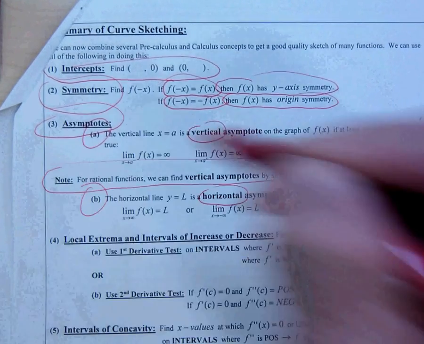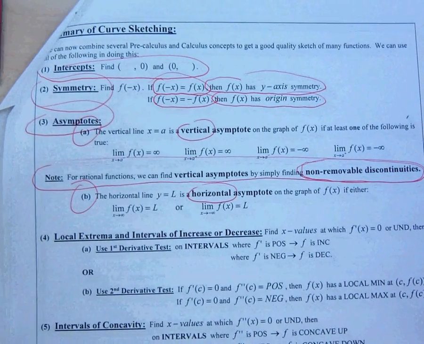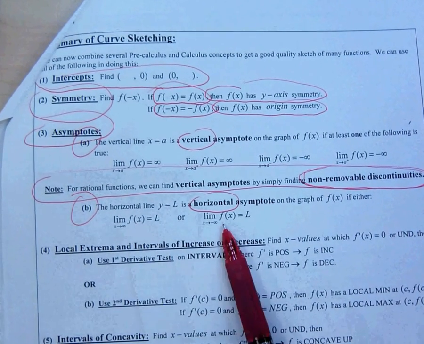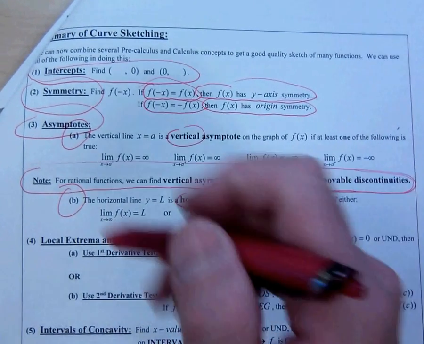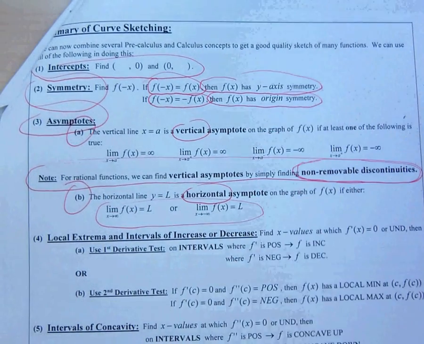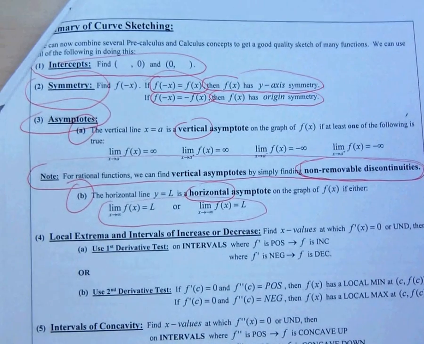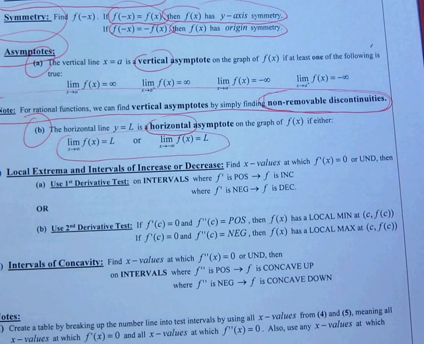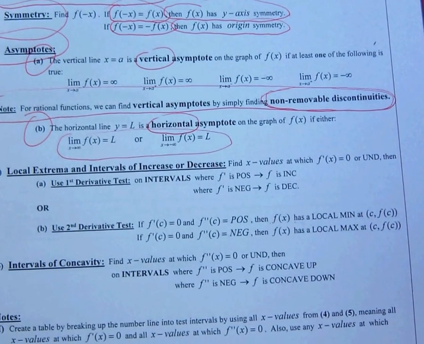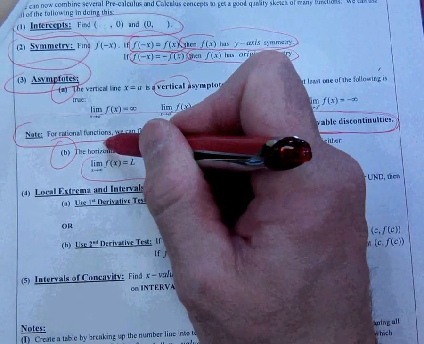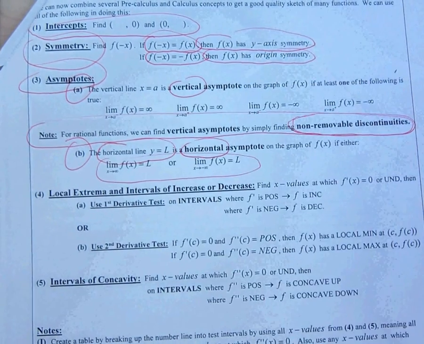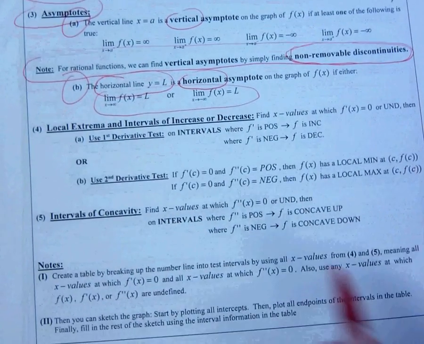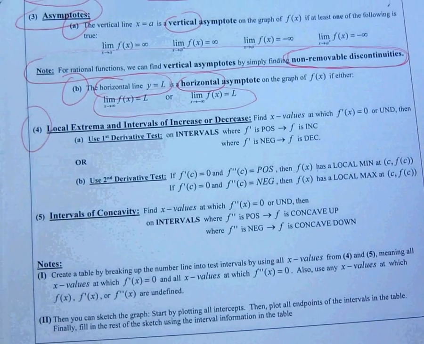How do you find horizontal asymptotes, guys? Well, you do have to find these limits. You must find these limits to find all horizontal asymptotes. So take the limit as x goes to infinity or negative infinity, and if you get a number, L, then you have a horizontal asymptote at y equals L. Got it, guys?